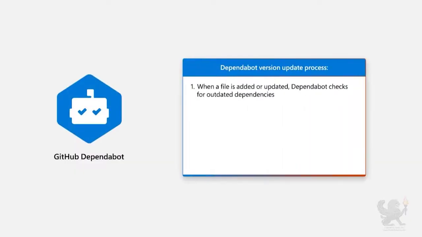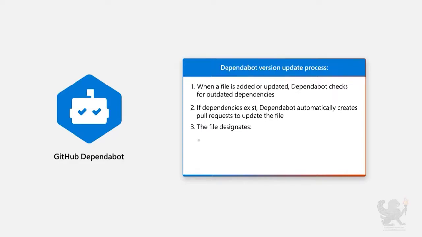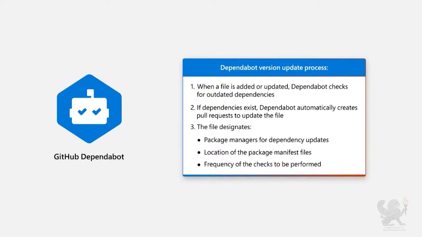Dependabot version updates are controlled by the dependabot.yml configuration file in each repository's .github directory. When the file is added or updated, Dependabot checks for outdated dependencies and, if they exist, automatically raises pull requests to have them updated. The file designates package managers for dependency updates along with the location of the package manifest files and frequency with which checks should be performed.